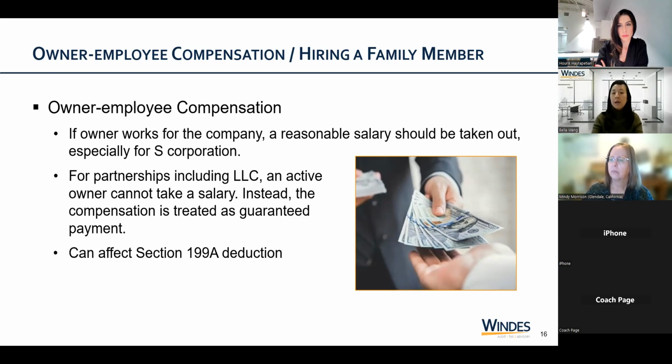But if you are the owner of the S corporation and you do work for the company, keep that in mind: you do need to take out a reasonable salary. If you get audited and you haven't taken out any salary from your S corporation, the IRS will say you're trying to avoid the payroll taxes by not paying yourself a reasonable salary, and that can be a problem.